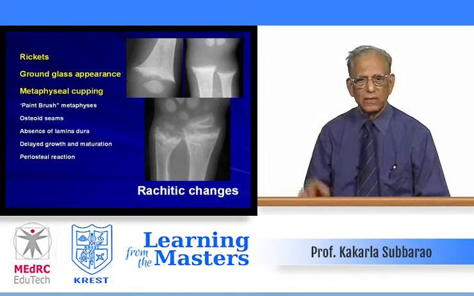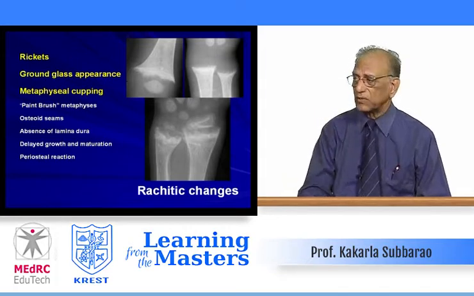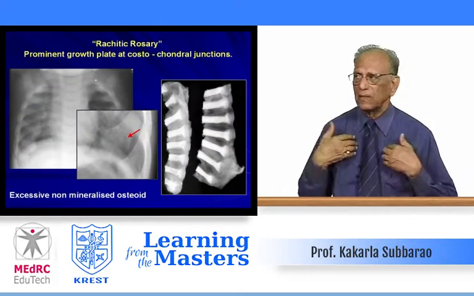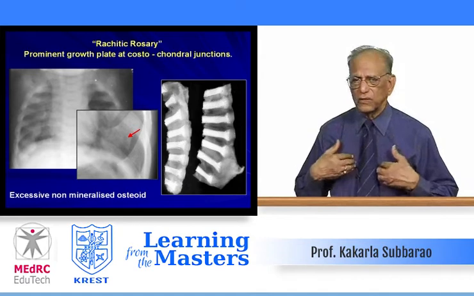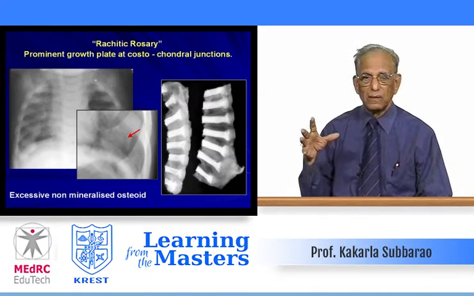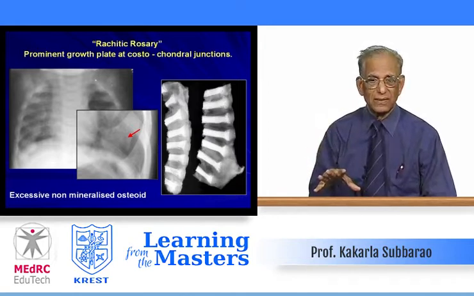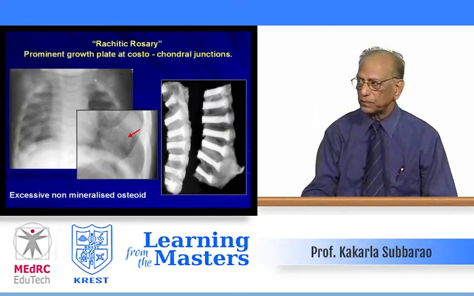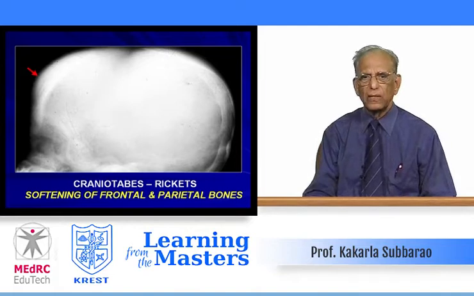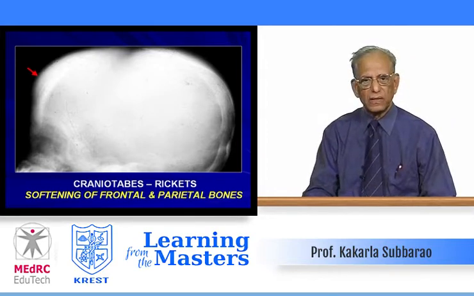What is periosteal? Only in certain cases it occurs. That's because of stress or the host tries to support the bone. That's why you can get a minimal periosteal reaction. Or there may be microfractures where a reparative process goes on and that's why you get periosteal reaction. Rachitic rosary, that is, prominent growth plate along costochondral junctions. Excessive non-mineralized osteoid: the cone view shows you not only the cupping, but clinically that cupping, as I said already, there is excessive osteoid, non-mineralized, and that produces a bleeding appearance clinically. In the skull, what they call craniotabes, that is softening of particularly the frontal bone. Occasionally it can occur in parietal bones also.